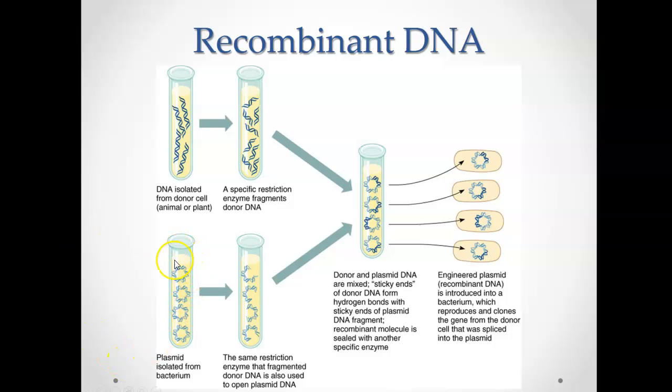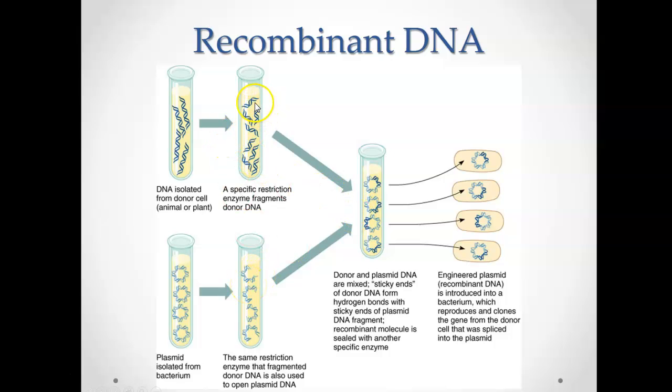So we're going to take what's called a plasmid, which is just a circular piece of bacterial DNA, and we're going to use the exact same restriction enzyme that we used on the jellyfish DNA on our bacterial DNA. What this does is it creates what we're going to call sticky ends. It simply means that we have these ends that are going to be compatible with each other. They're going to stick to each other.